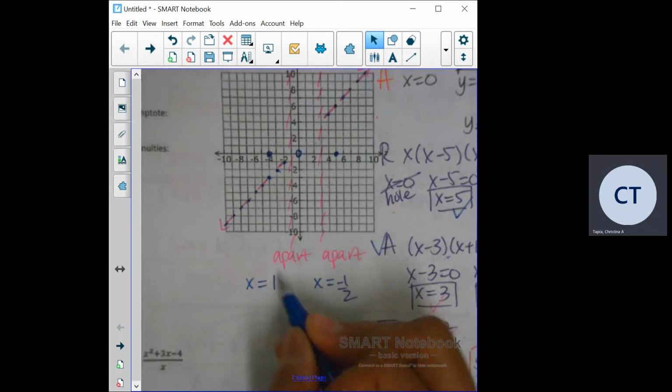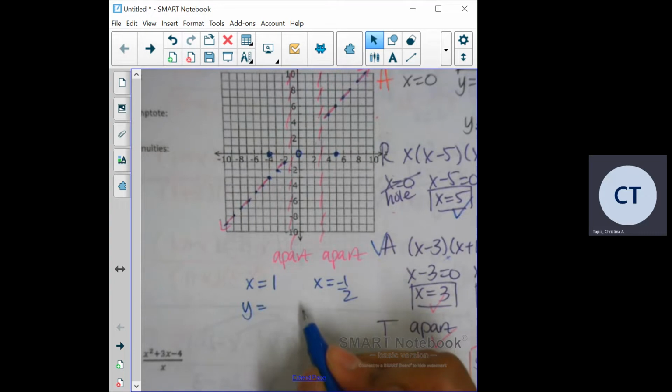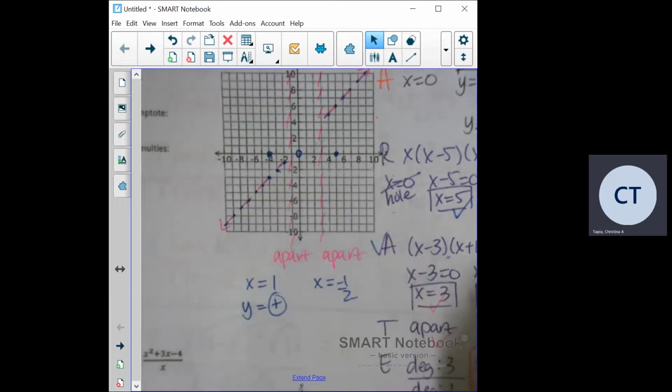So on your tests and quizzes, guys, you would have to do it, but I understand we're almost done. X equals 1, you're going to get a positive answer. For x equals -1/2, you would get a negative answer. So graph that out. Show me what that middle portion should look like.